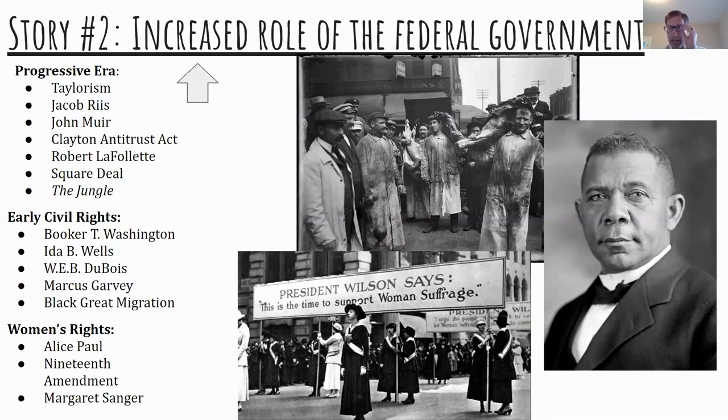Businesses are growing at an astronomical rate. They're becoming more powerful than anyone had ever foreseen prior to this time period. And what a lot of people are doing is they're starting to call for the government to create more regulations or rules to try to fix some of the problems created from these changes, but also to keep especially big businesses in check.